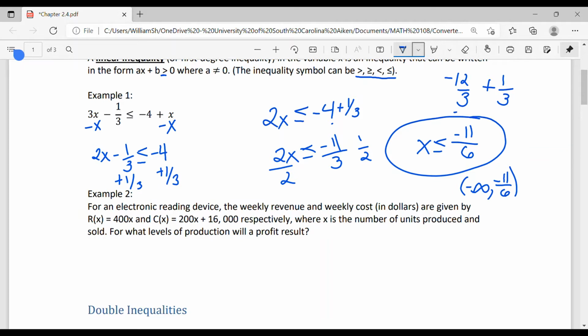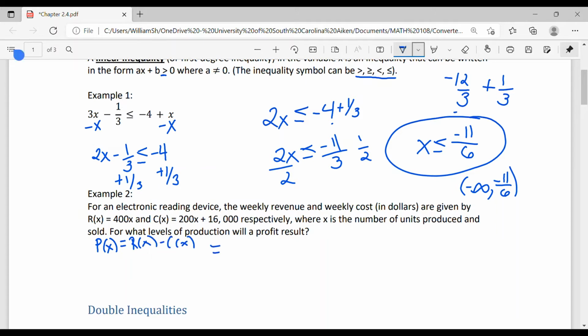Now example 2 says for an electronic reading device, the weekly revenue and weekly cost in dollars are given by R of x equals 400x and C of x equals 200x plus 16,000 respectively, where x is the number of units produced and sold. For what level of production will a profit result? Now we got to remember that profit is revenue minus cost. So P of x for our profit here equals R of x minus C of x.